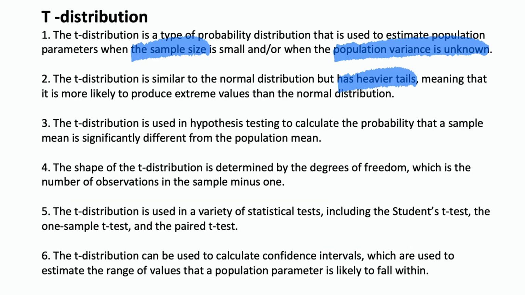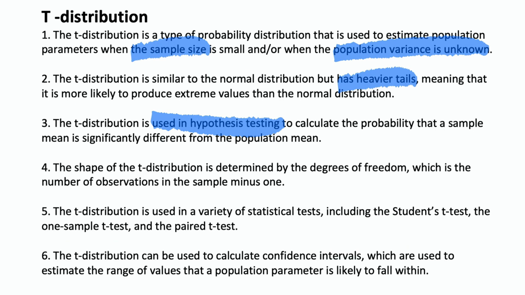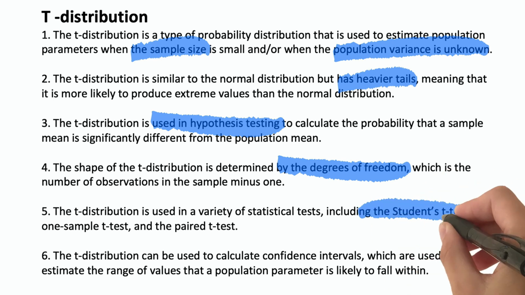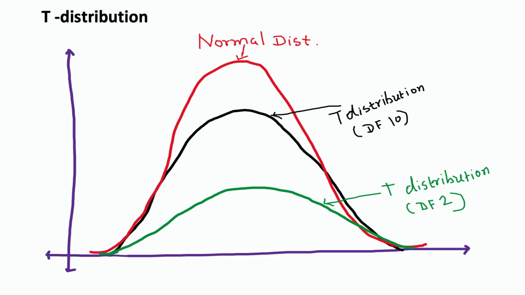The t-distribution is used in hypothesis testing to calculate the probability that a sample mean is significantly different from a population mean. The shape of the t-distribution is determined by the degree of freedom, which is the number of observations in the sample minus 1. The t-distribution is used in a variety of statistical tests, including the student's t-test, the one-sample t-test, and the paired t-test. The t-distribution can be used to calculate confidence intervals, which are used to estimate the range of values that a population parameter is likely to fall within.